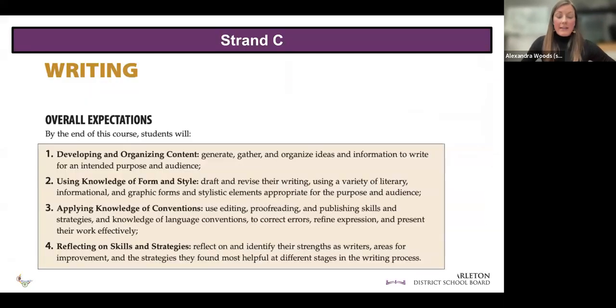The third strand in the English curriculum is writing. And so by the end of the course, students are expected to develop and organize their writing, to use their knowledge of text structure and stylistic elements to revise their text, to apply their knowledge of grammar, spelling, and punctuation, and again, to reflect on their strengths as writers and on what they need to do to improve.